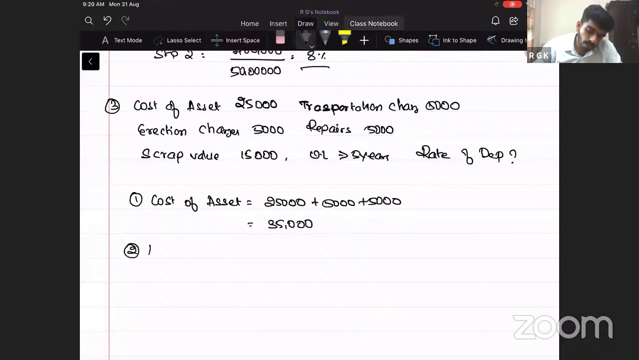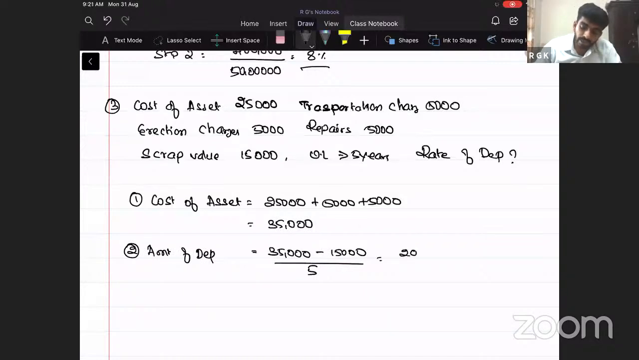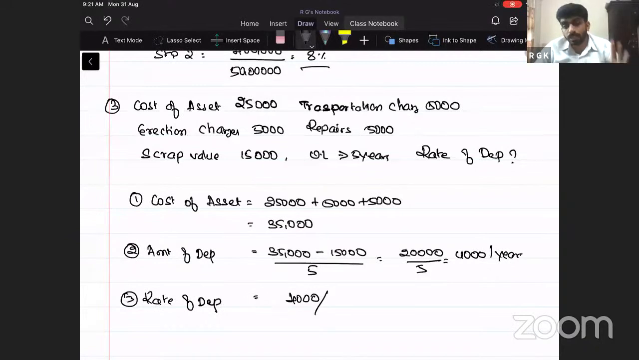Now, second, amount of depreciation is equal to 35,000 minus 15,000 divided by 5 years, which is nothing but 20,000 divided by 5 years. It will give you 4,000 per year. This is the amount of depreciation. Now, rate of depreciation is equal to 4,000 divided by, now don't get confused, you will always consider the original cost of asset. Your original cost of asset is 35,000. So this should result in 11.42%, if I'm not wrong.